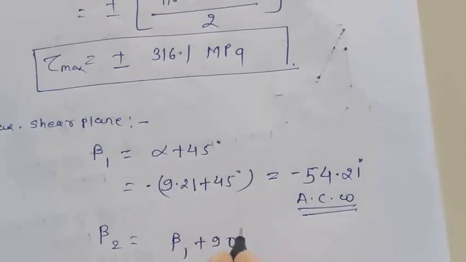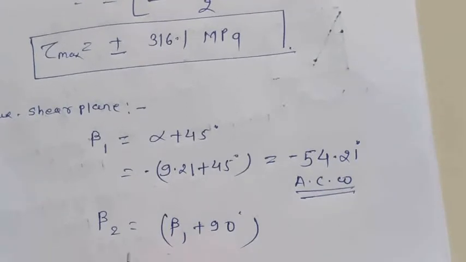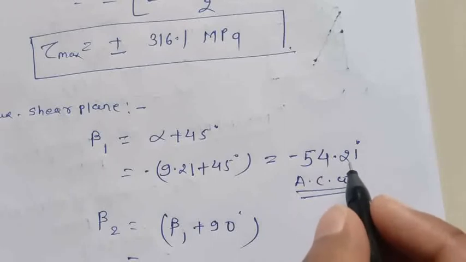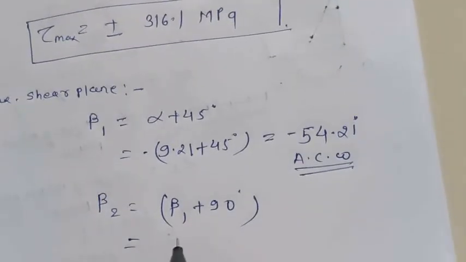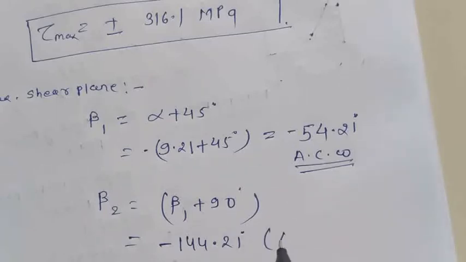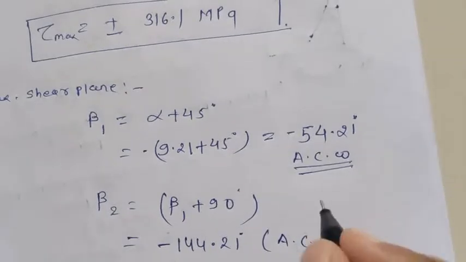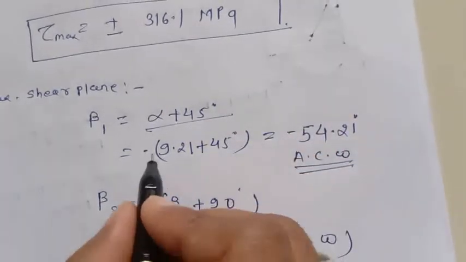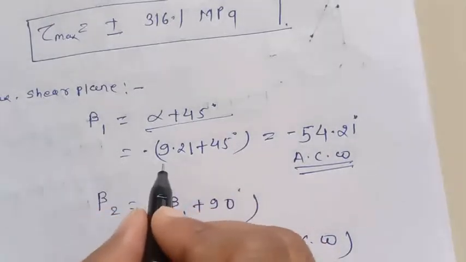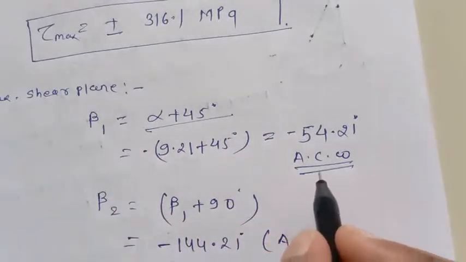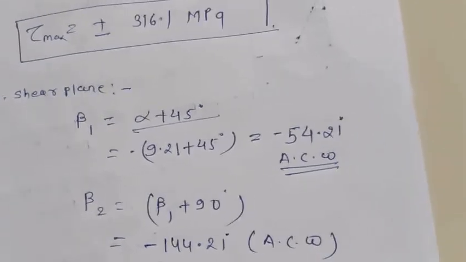So beta 1 will be anti-clockwise with this alpha, and beta 2 will be nothing but beta 1 plus 90 degree. We know beta 1 is minus 54.21, so directly we can write 144.21. Since it is negative, anti-clockwise direction, this will be minus 144.21, and this is the anti-clockwise movement. This is the formula for beta 2, this is the formula for beta 1, and since the sense is anti-clockwise, the beta 1 movement will be anti-clockwise in this element.